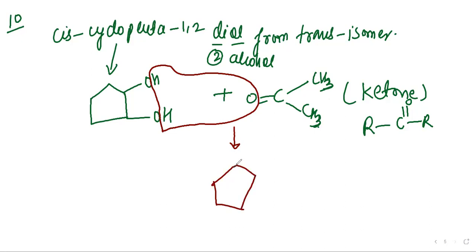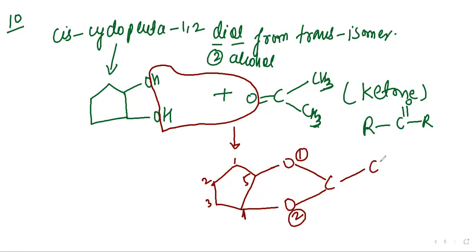This is cyclopentane. So 5 carbon, 1, 2, 3, 4, 5. Right. Here O, here O, attached with this carbon. Right. So a carbon double bond is made, one with this first oxygen and another bond with this second oxygen. Right. This is CH3. This is CH3. So this trans isomer doesn't react with acetone as removal of water is difficult.